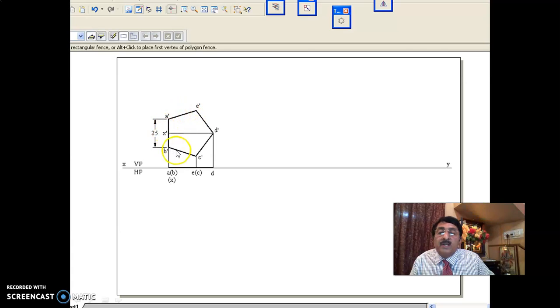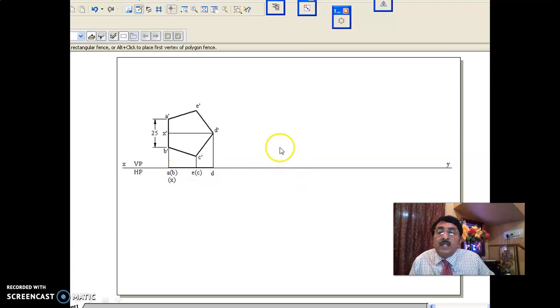Once you complete this front view, A dash, B dash, C dash, D dash, E dash, you are looking from the top, from here. In that way, A can be seen, B cannot be seen, so A bracket B. E can be seen, C cannot be seen, so E bracket C. This is D. In that way, front view and top view have been completed. And as you know, D dash X dash is the median which is parallel to XY line, that is parallel to HP. Whatever you get here is in true length.